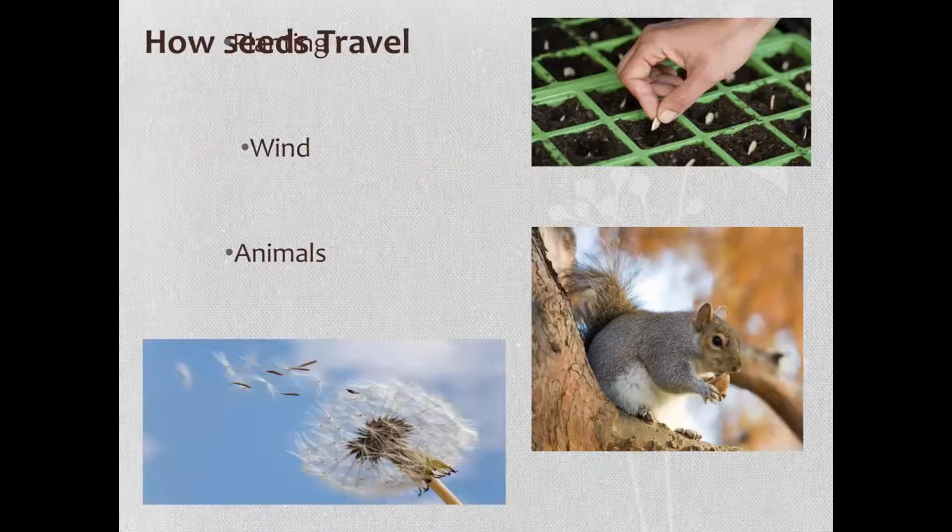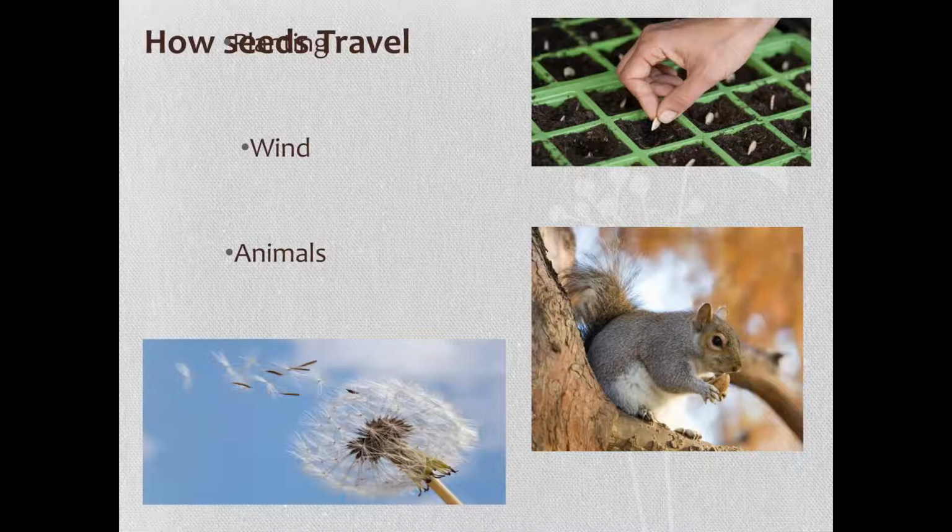Sometimes people plant seeds, and I'm in the process of planting seeds in my little garden in my backyard. Also, the wind can blow seeds around, like Miss Ramirez showed you with the dandelion. A lot of children like to puff on those, I call them puff balls. And those little parachutes that go out are actually seeds.